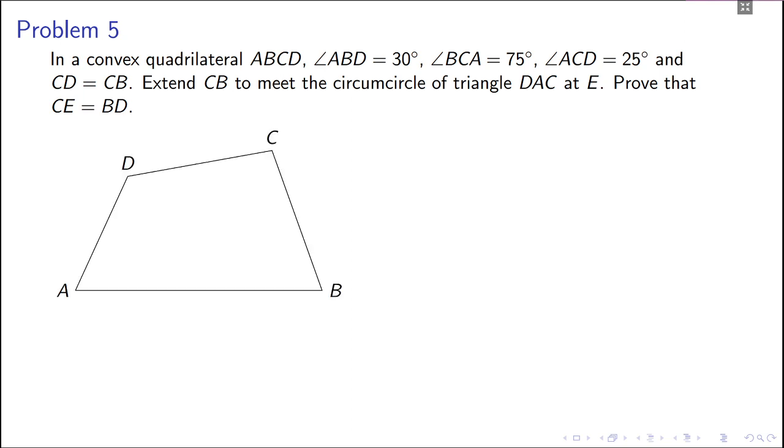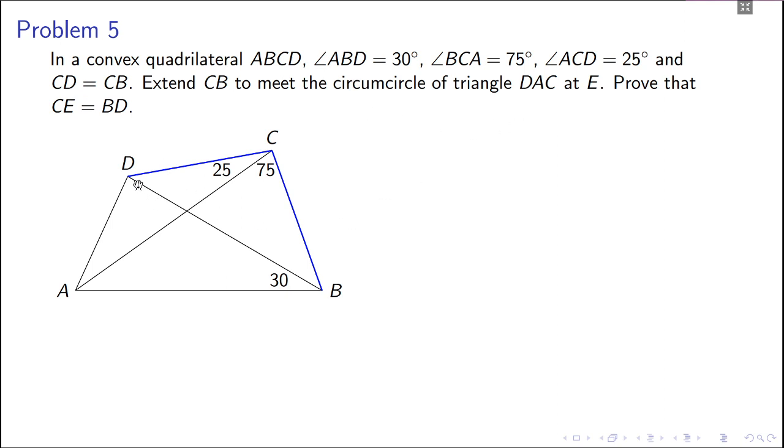So it says there is a quadrilateral ABCD, and you are given the angles ABD is 30, BCA is 75, this BCA is 75, ACD is 25, so ACD, this one is 25, and CD equals CB, so these two edges are equal, and then it says extend CB to meet the circumcircle of triangle DAC at E.